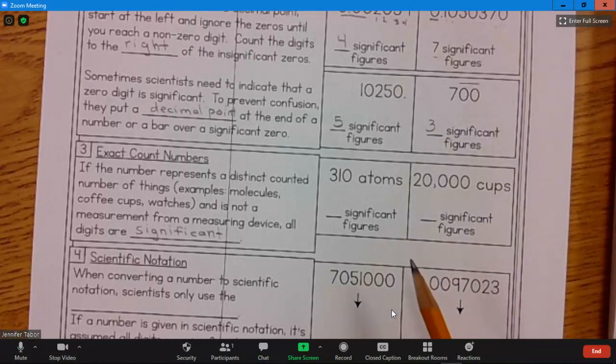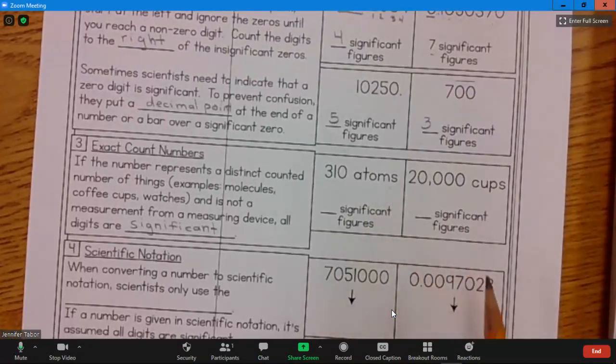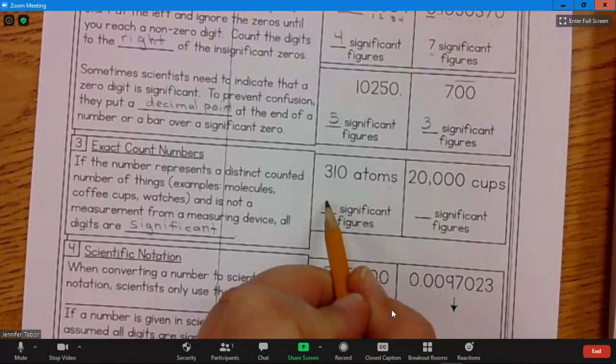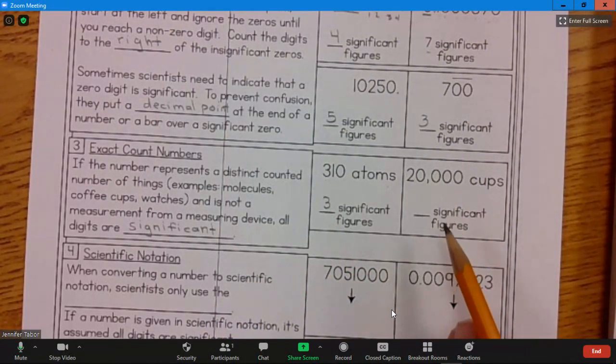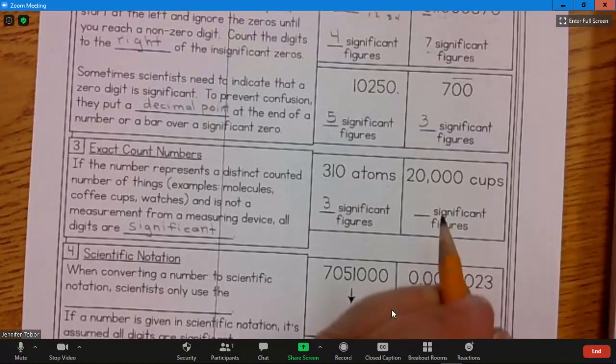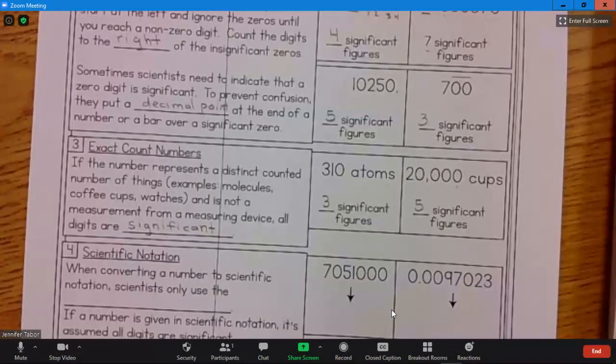Every number is important. So here, like we're counting atoms, that's a distinct number we can count. 1, 2, 3. There's 3 significant figures. And same here with cups, 20,000 cups. Even though those are zeros, because we're counting something specific, those numbers are significant. So 1, 2, 3, 4, 5. There are 5 significant figures there.